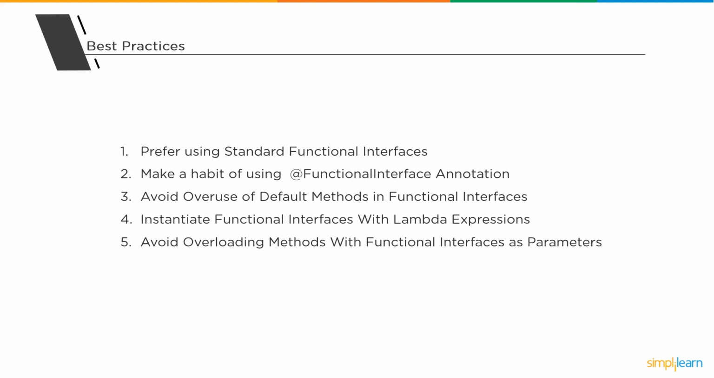Followed by that, the next best practice is to instantiate functional interfaces with Lambda expressions. The compiler will allow you to use an inner class to instantiate a functional interface. However, this can lead to very verbose code, so you should prefer using Lambda expressions. And the final best practice is to avoid overloading methods with functional interfaces as parameters.